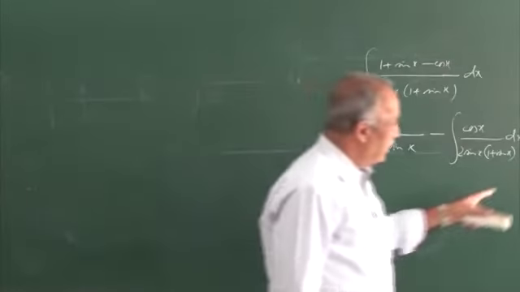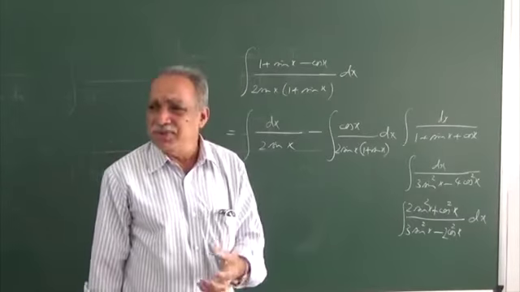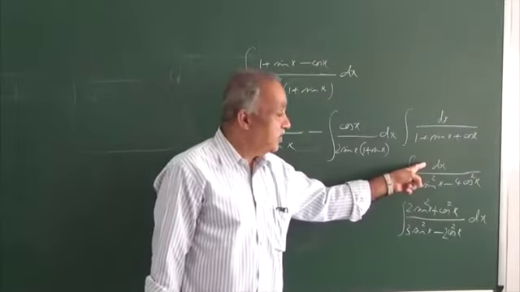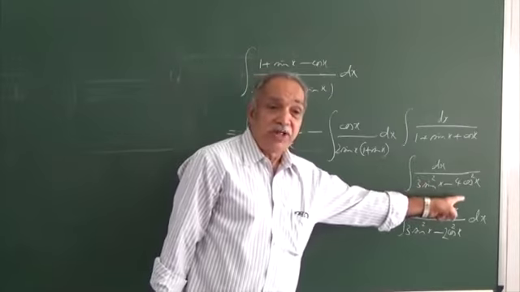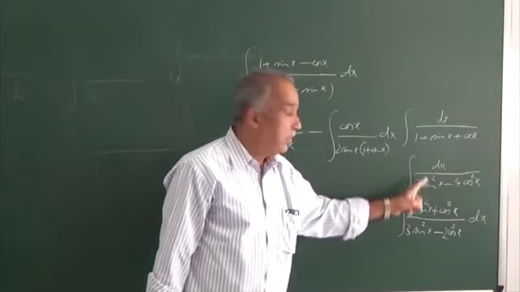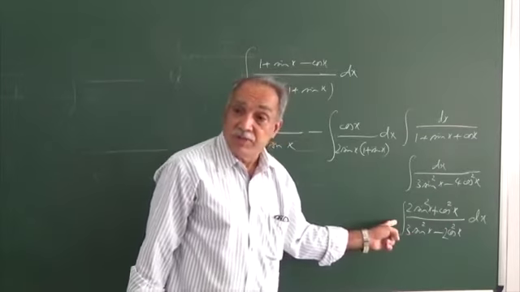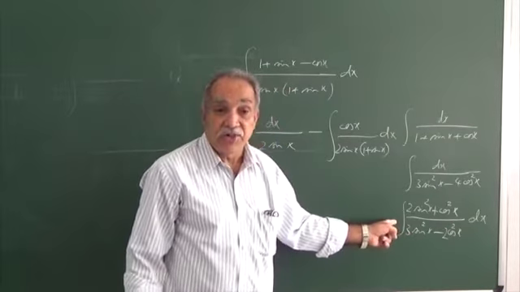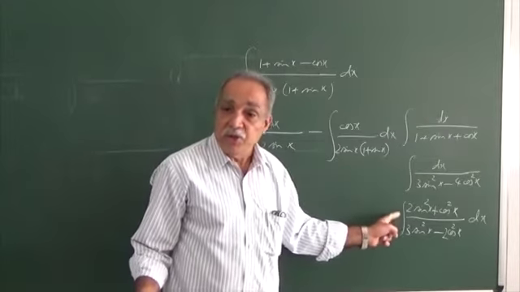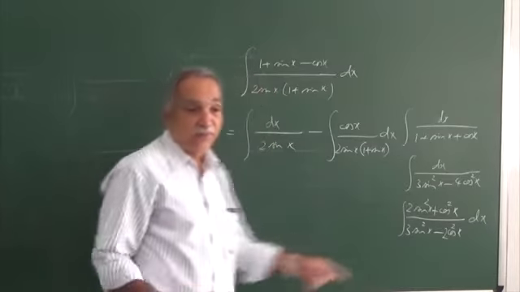Next, dx by 3 sin square x minus 4 cos square x, a comparatively much simpler situation. Simply divide numerator and denominator by cos square x, we will be getting secant square divided by 3 tan square minus 4, use of tan x equal to t. Or if you divide by sin square, cosecant square by 3 minus 4 cot square, cot x equal to t. Same method is workable now also, but the integration will not be immediate. Some more computational exercise may be needed to bring it to standard form. We divide numerator and denominator by cos square x.